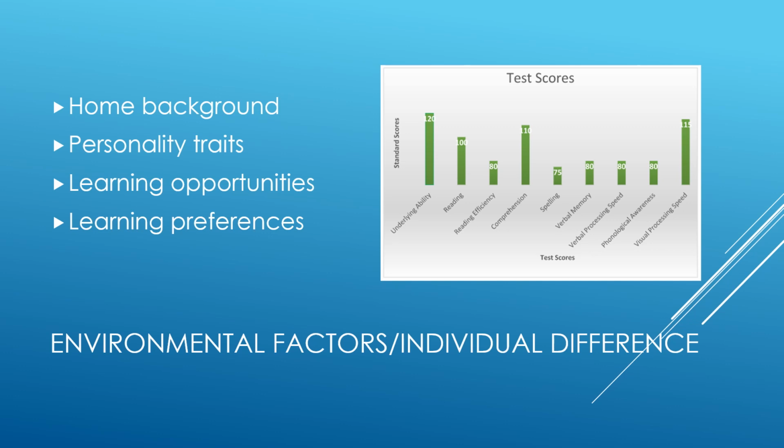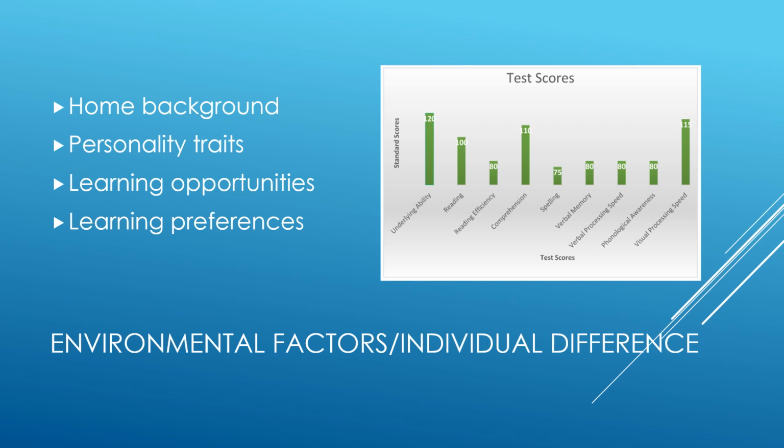Again, their comprehension here is in the average range, but their spelling is below average, and it's creeping down towards well below average, although it's still considered below average. Verbal memory is 80, which again is below average, as is their verbal processing speed and their phonological awareness. The visual processing speed is above average. So this person has a very classically spiky dyslexic profile here.